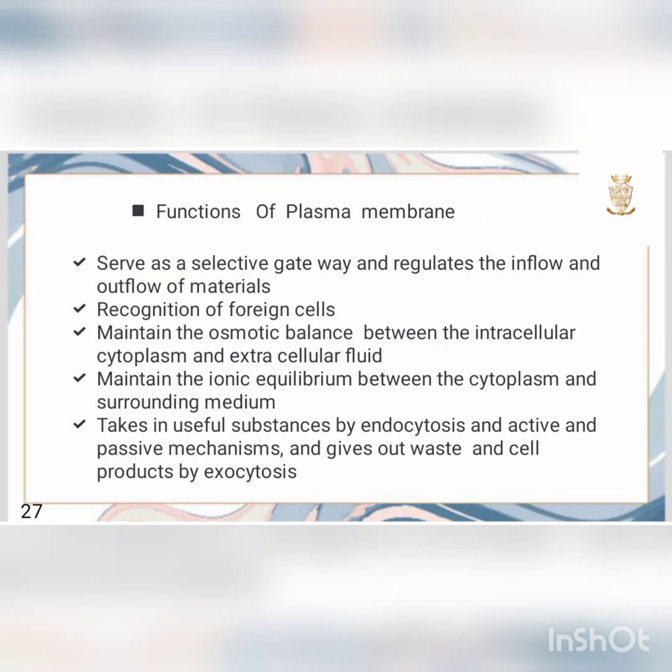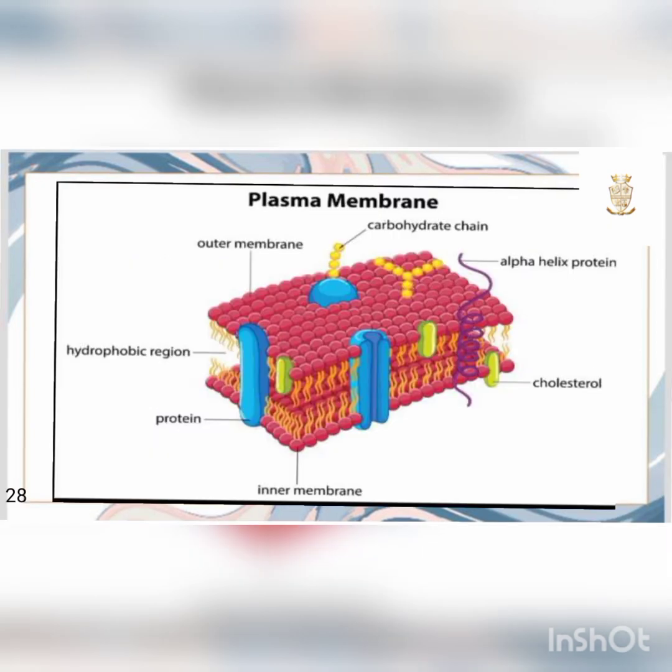Functions of plasma membrane. They serve as a selective gateway and regulate the inflow and outflow of materials, help in the recognition of foreign cells. They maintain the osmotic balance between the intracellular cytoplasm and extracellular fluids. They maintain the ionic equilibrium between the cytoplasm and surrounding medium. Take the useful substances by endocytosis and active and passive mechanisms and give out the waste material or cell products by exocytosis.